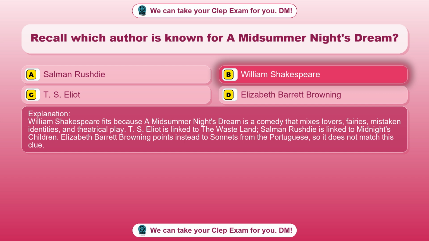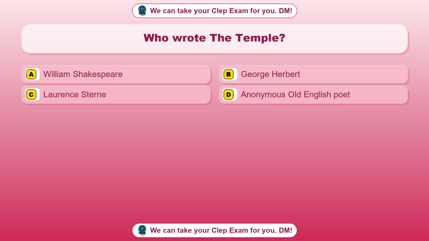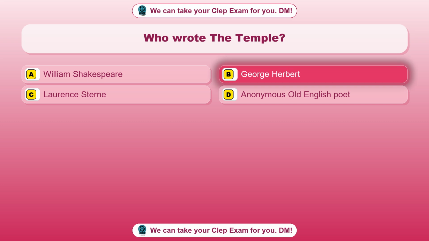Elizabeth Barrett Browning points instead to Sonnets from the Portuguese, so it does not match this clue. Question 28. Who wrote The Temple? Option A. William Shakespeare. Option B. George Herbert. Option C. Laurence Sterne. Option D. Anonymous Old English poet. The correct answer is option B.